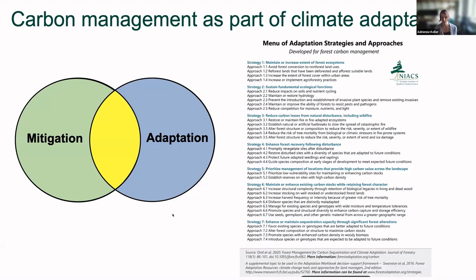I am not expecting you to read this, but I just want to highlight that there is a menu of adaptation strategies and approaches that have specifically been developed for forest carbon management. I really encourage you to go look at these and think about how you might align some of your carbon management goals within a climate adaptation lens.